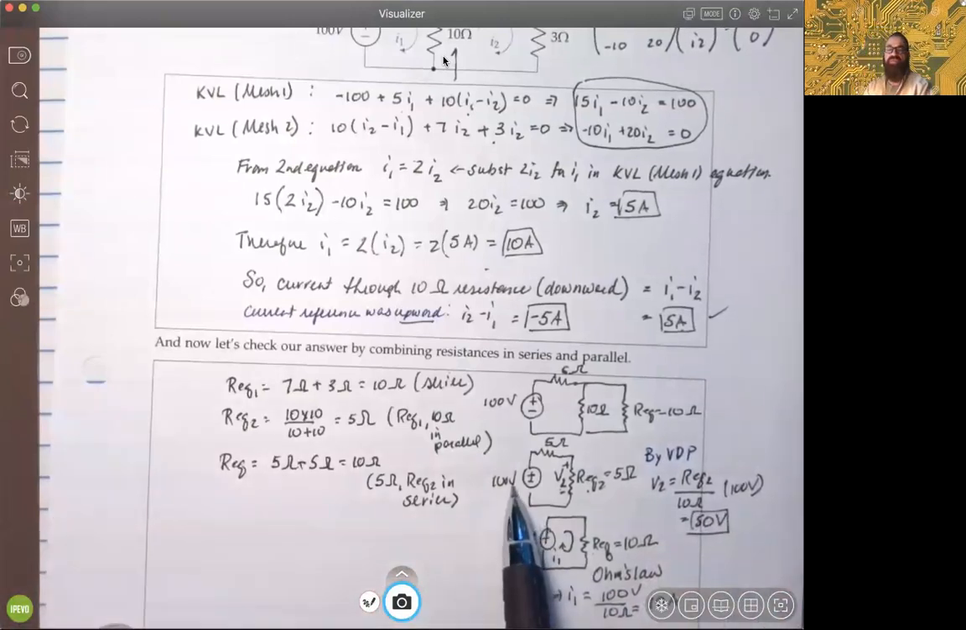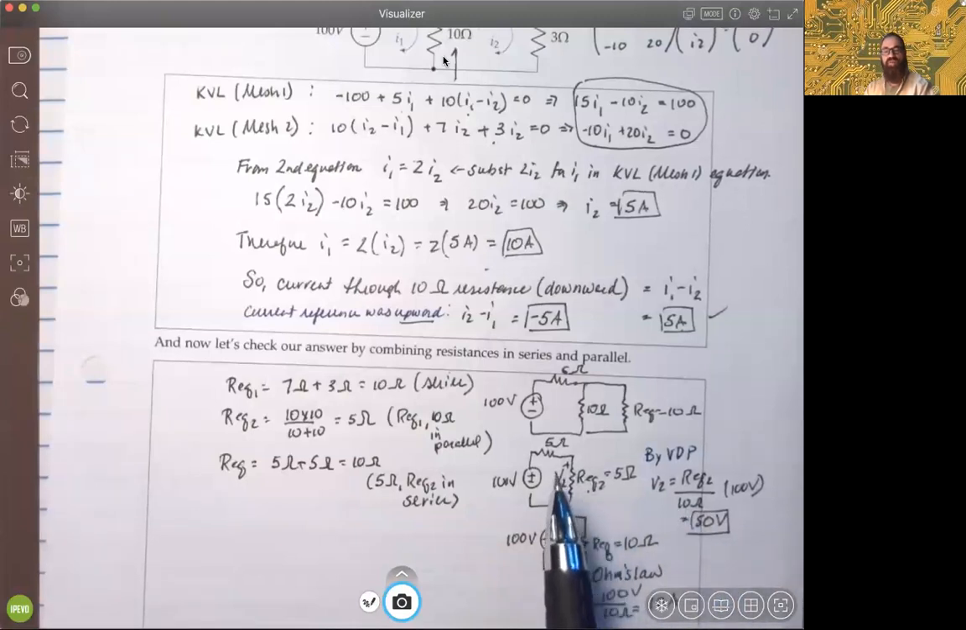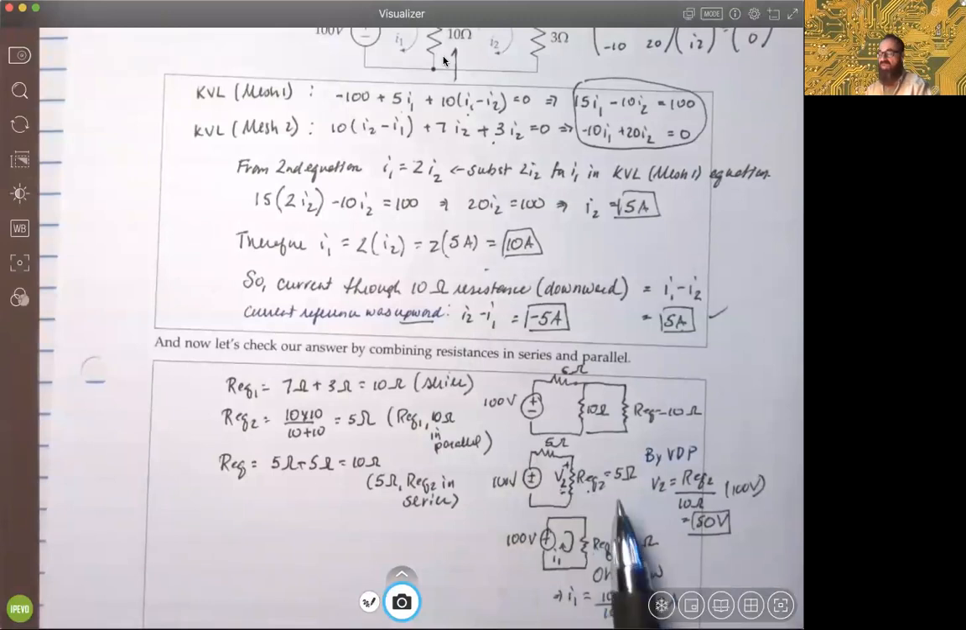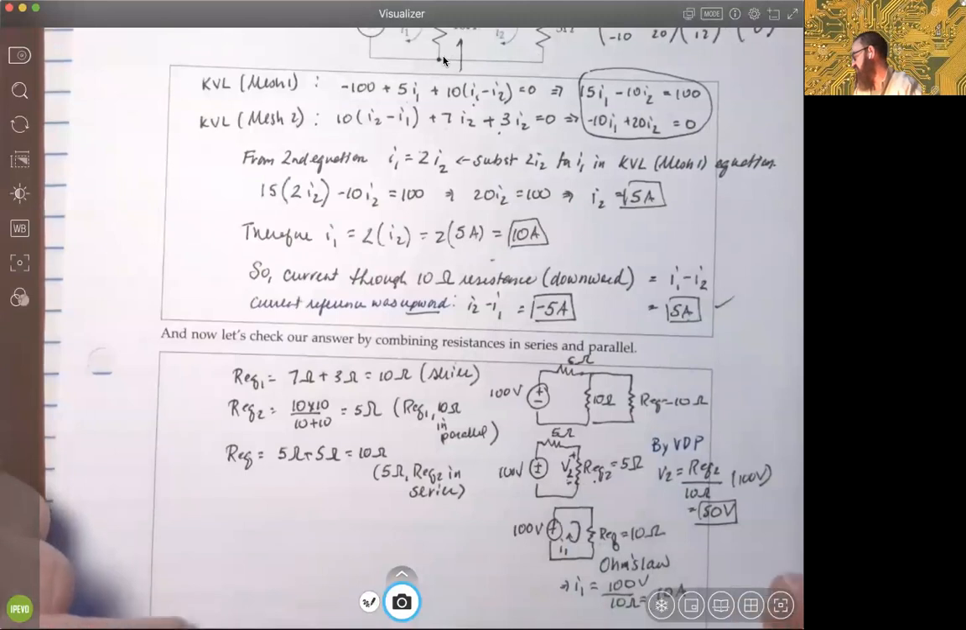The 100 volts is being applied through two resistances of the same ohmage. So therefore, the voltage must be split evenly. So that's not surprising. 50 volts there, 50 volts there, okay? Because the proportions are the same. That's VDP. It's only because the proportions are the same, half and half, okay? All right, so therefore, that's given us the voltage through that equivalent.